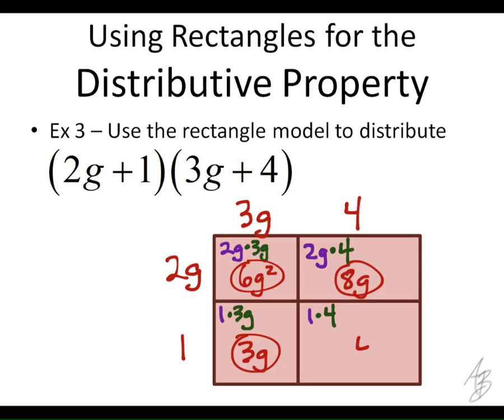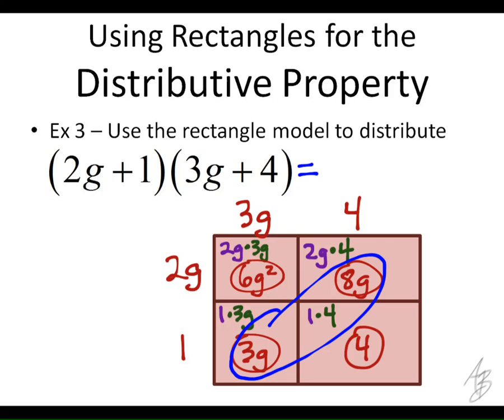Alright, good. Now, my answer for this problem using the distributive property is going to be all four of these areas added together. So am I going to write 6g squared plus 8g plus 3g plus 4? No, what can I do here? Yeah, the 3g and the 8g are like terms, so I can add those together.